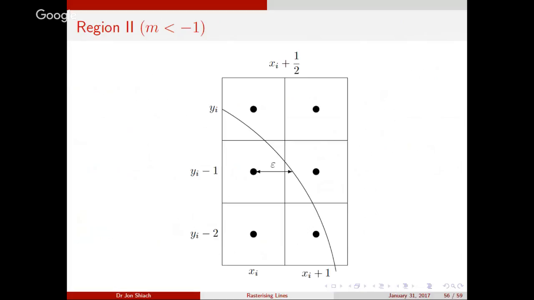For region 2, as I mentioned in the last lecture, we have to change the driving axis when we have a steep line. So in region 2, instead of going across in the x direction, calculating the error and then choosing whatever y coordinate I have, we're going to start going down in the y direction and choosing which pixel to go to across. So I'm going to go to the south or the southeast.